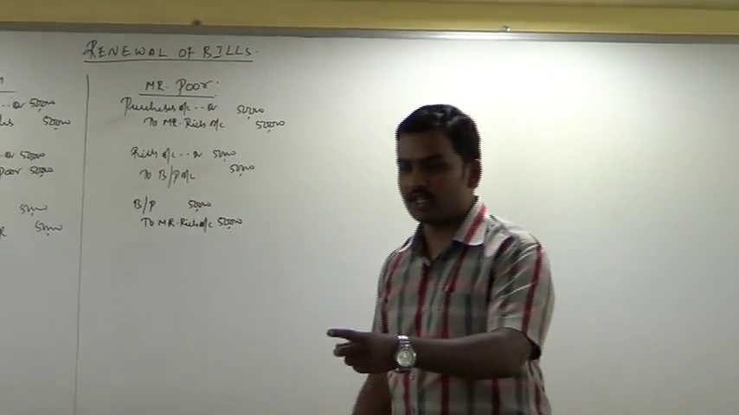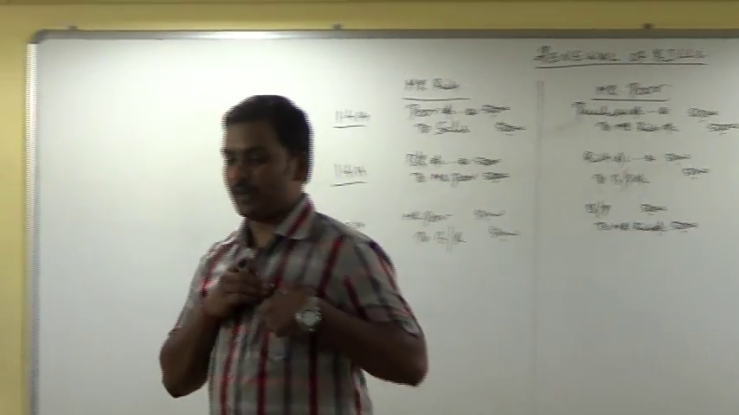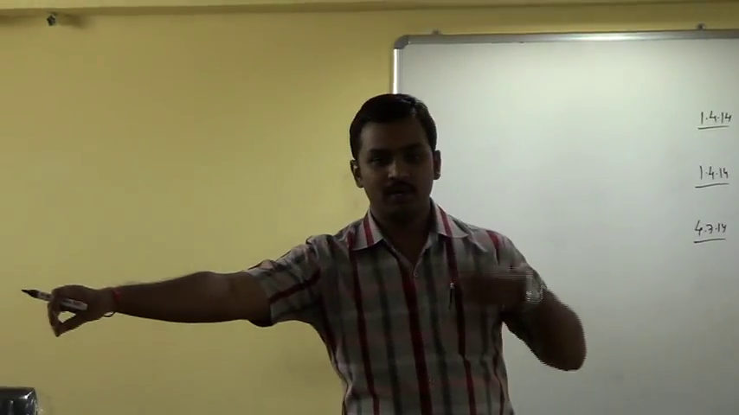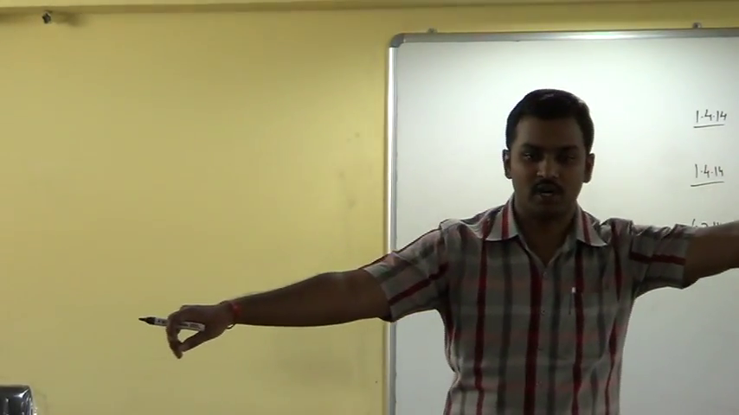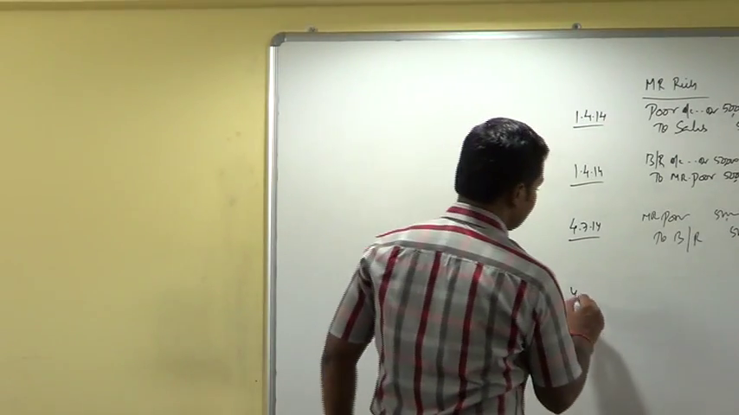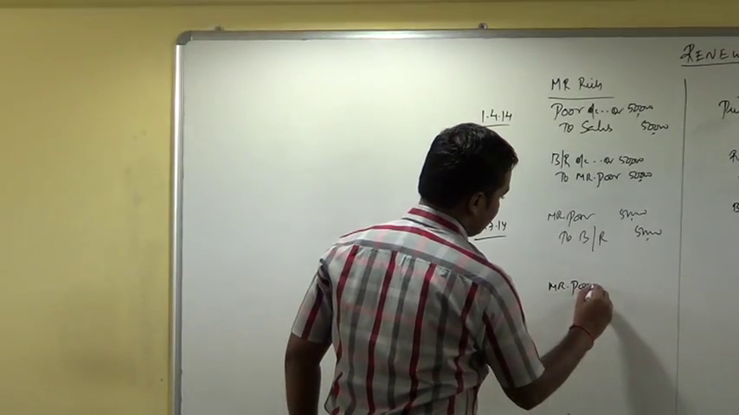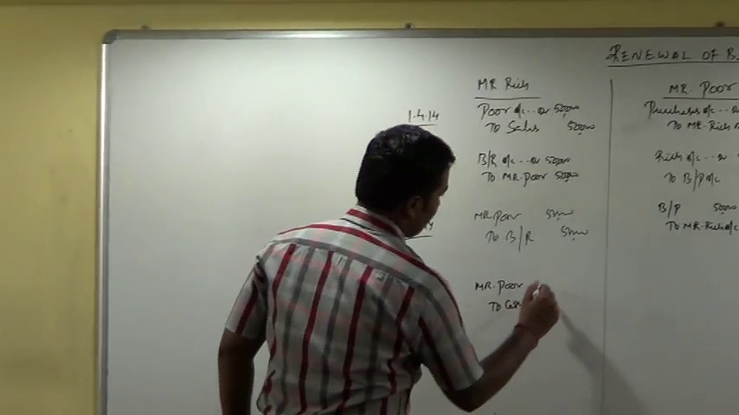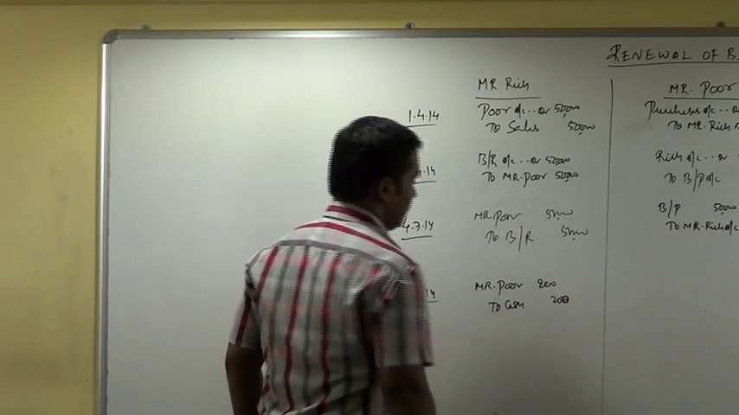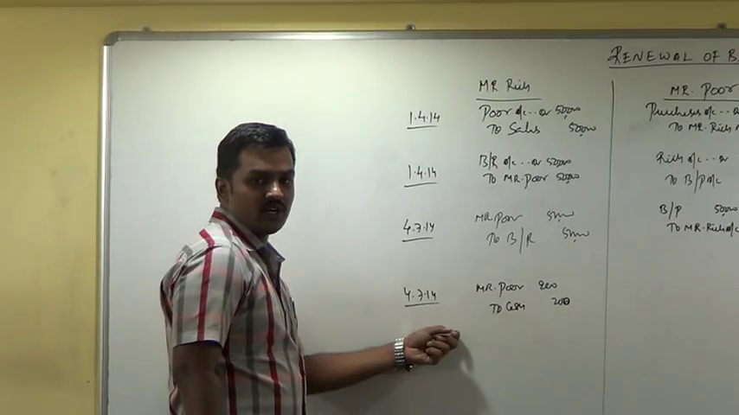Now Rich also paid noting charges. How much noting has Rich paid? 200 rupees. When Rich pays 200 rupees to the lawyer, cash goes out of pocket of Rich, but he is going to recover it from whom? Mr. Poor. So Mr. Poor will become a debtor. So what's the entry we write? Mr. Poor account debtor to cash account, 200. This is for bill dishonor. This is for noting charge.